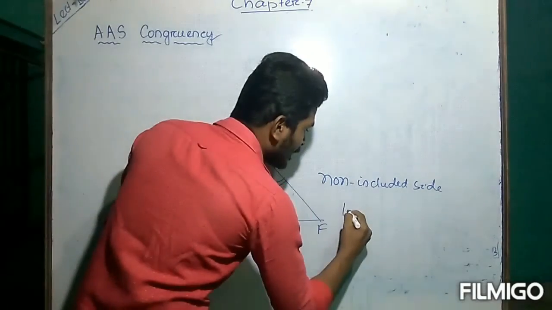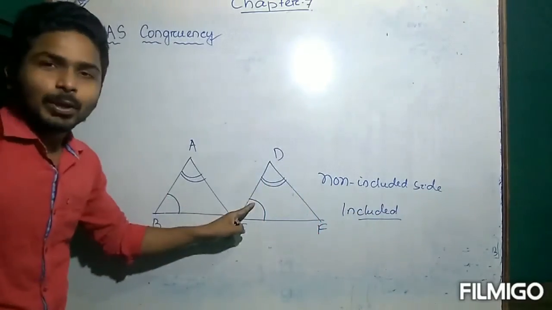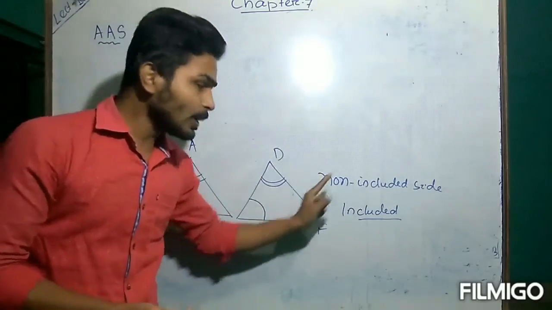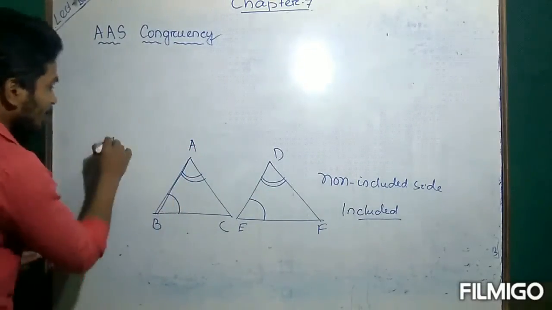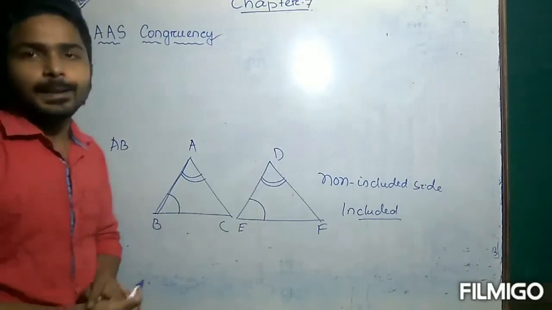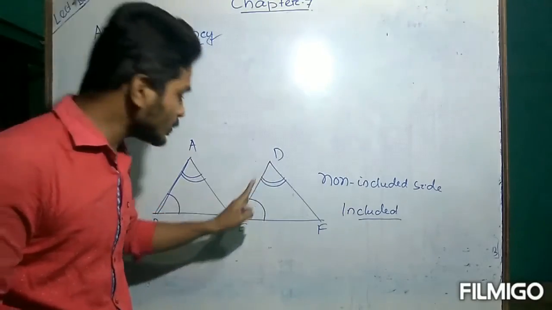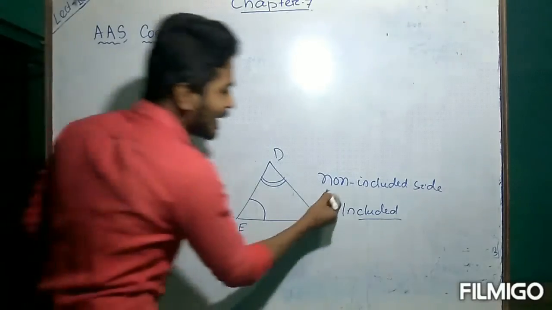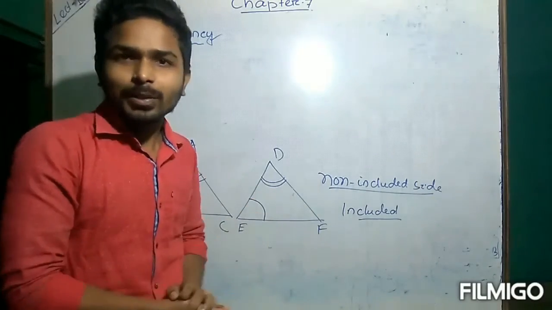See, in the previous lecture we discussed included side. What is an included side? The side which is related to both the consecutive angles is known as the included side. So if we consider this triangle ABC, then side AB is an included side. Why? Because it is related to this angle and it is related to this angle. Similarly, in this triangle, DE is the included side to the angle D and to the angle E. But here, you have to take the non-included side. The side which is not included to both the angles is known as the non-included side.